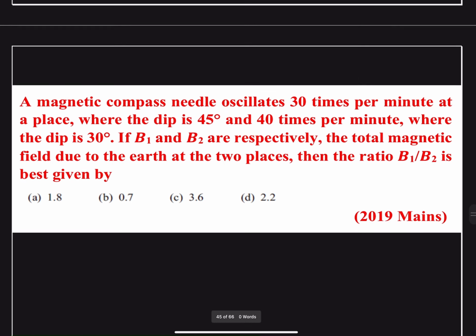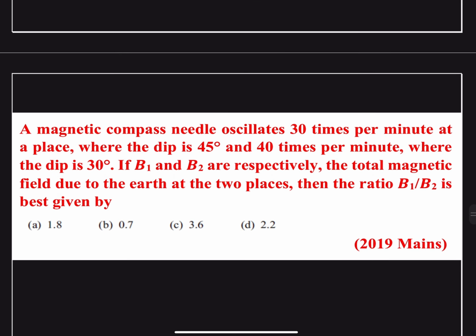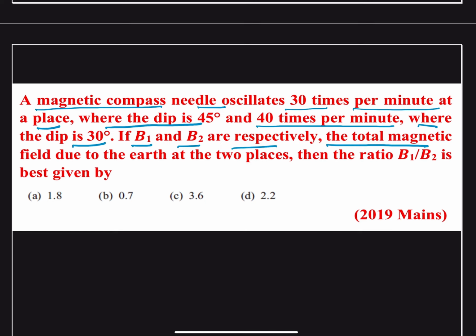So we come to the next question, and in this question it is said that we have a magnetic compass. A magnetic compass needle oscillates 30 times per minute at a place where dip is 45 degree, and 40 times per minute where dip is 30 degree. If B1 and B2 are respectively the total magnetic field due to Earth at the two places, then the ratio of B1 and B2 is best given by.